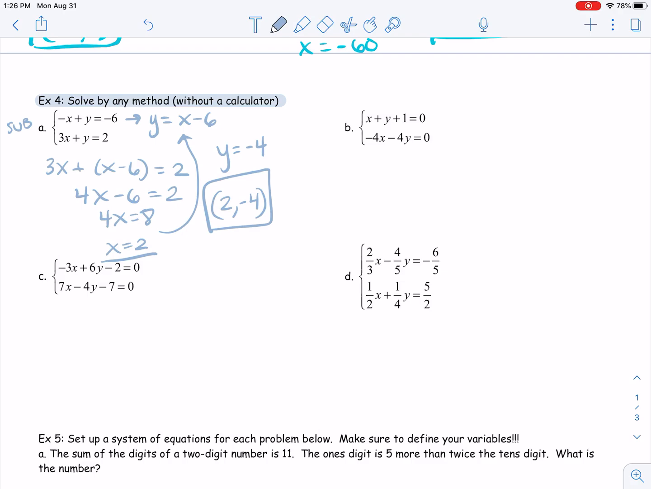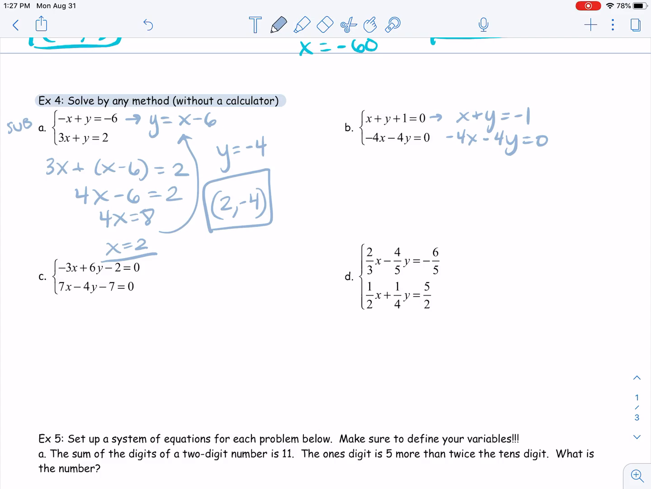Over here in part B, I'm going to go ahead and rewrite my first equation so that it's x plus y equals negative 1. And then this is still negative 4x minus 4y equals 0. Hopefully you're going to notice something here.